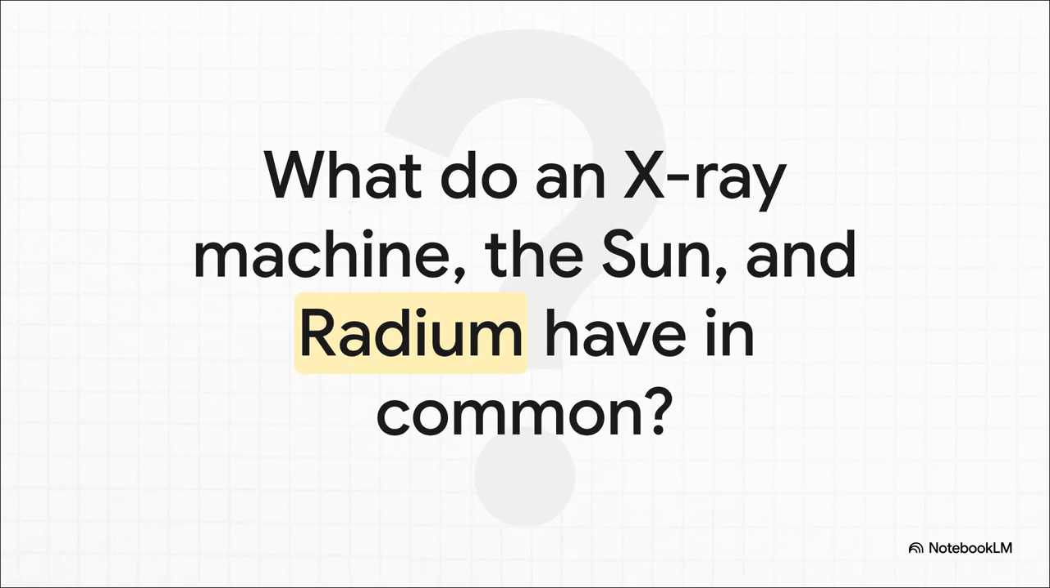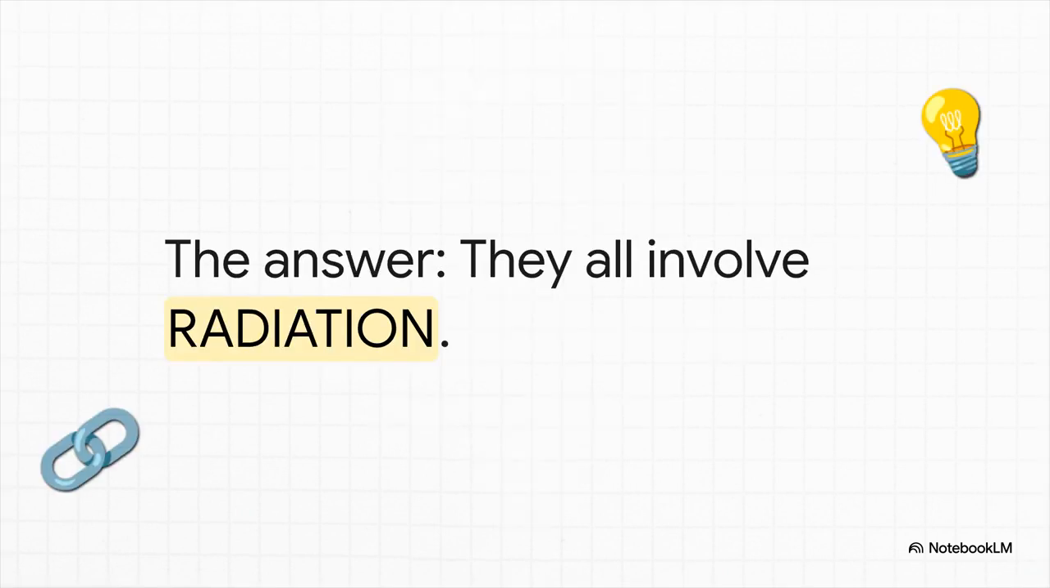So let's start with a little riddle. What in the world does a hospital X-ray machine, our own sun, and a chunk of the element radium all have in common? They seem totally unrelated, right? But there is one fundamental concept that connects them all. And that common thread is radiation. Every single one of them involves radiation. That's the key. But what does that word actually mean?